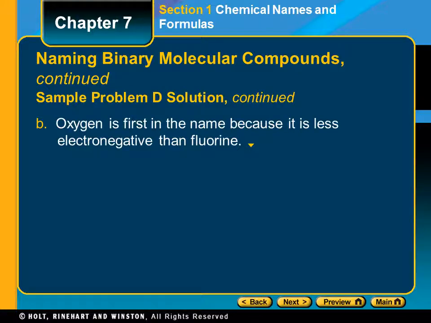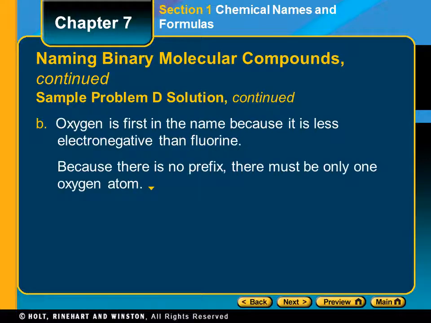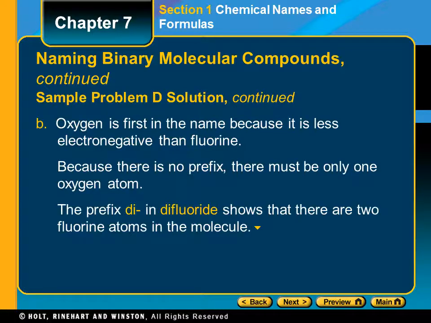Next, we have oxygen is first in the name because it is less electronegative than fluorine. Because there's no prefix, there must be only 1 oxygen atom. The prefix di in difluoride shows that there are 2 fluorine atoms in the molecule. The formula is OF2.